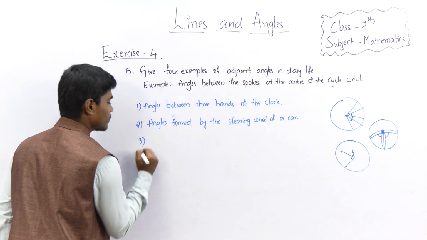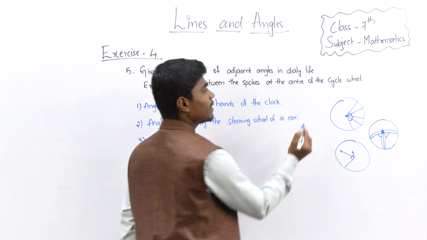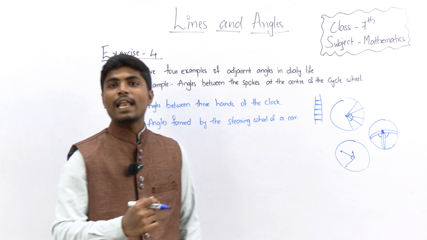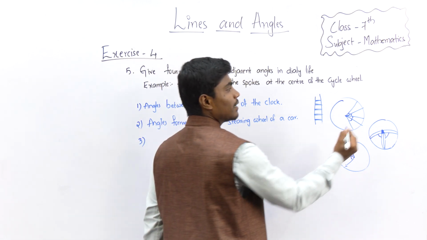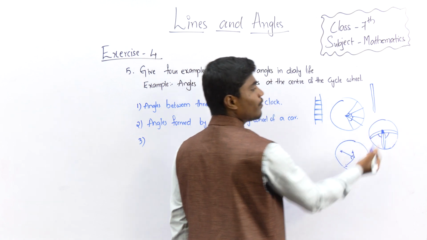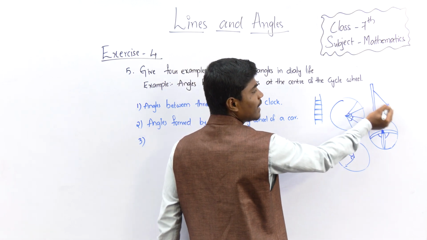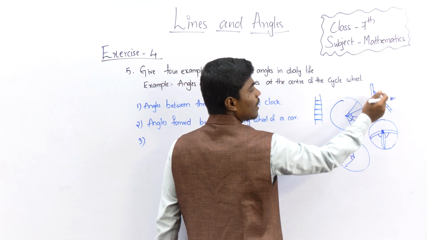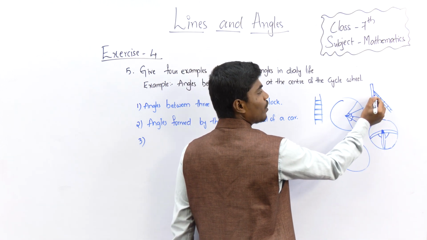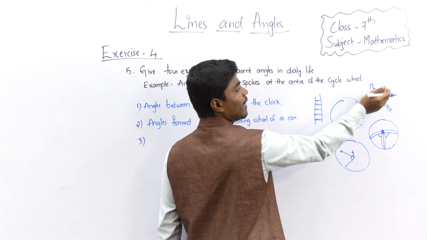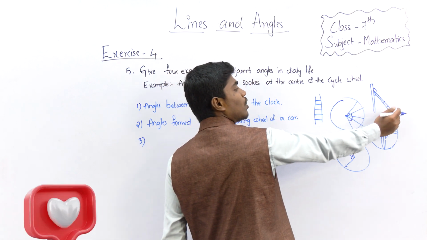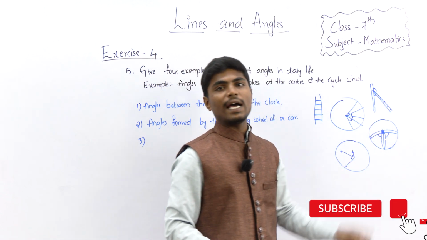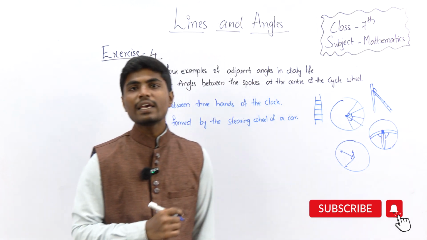Now third one. See, if you take a ladder, the ladder will be like this. This is the ladder. And imagine that the ladder is leaning towards the wall. See, this is the wall and the ladder is leaning in this way. Here the angle is formed between the wall and the ladder, here and here. Here the ladder is common and the point of contact is common, means this is the vertex and this is the arm of two angles. So this is also an example.